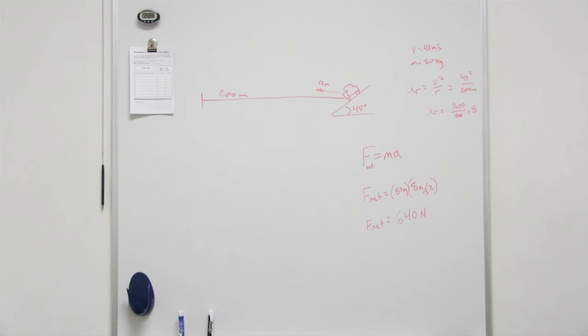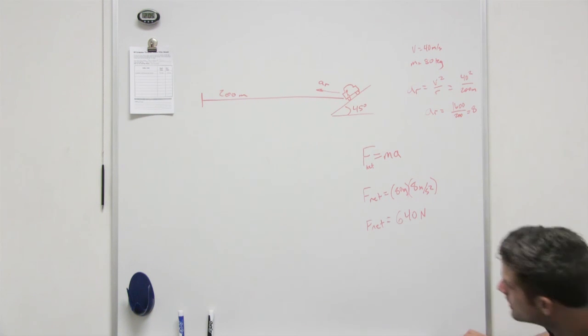So if it says find the resultant force, all I have to do is find the net force, which is equal to mass times acceleration. Okay. There's that one.